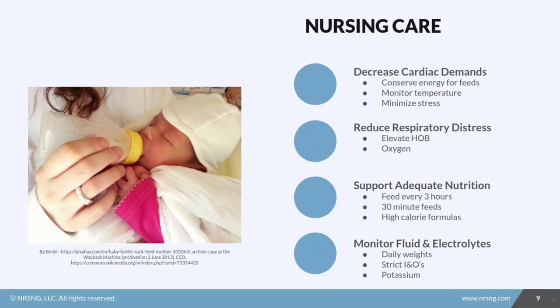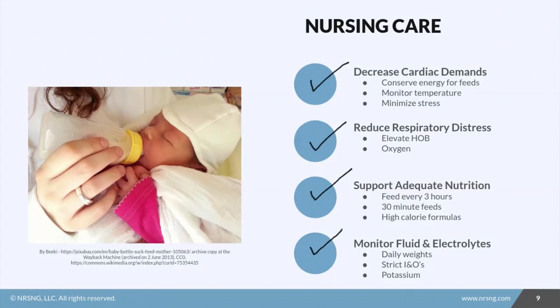Your nursing care for kids with heart defects is going to be focused on the 4 things you see here. So what we want to be doing is decrease cardiac demands. We want to reduce respiratory distress. We want to support adequate nutrition, and then always be monitoring those fluid and electrolytes. Remember, like I said, a major difference between babies and adults with heart failure is feeding. So we really need to make sure they're conserving their energy so that they can feed, and we want to minimize any kind of stress and crying.